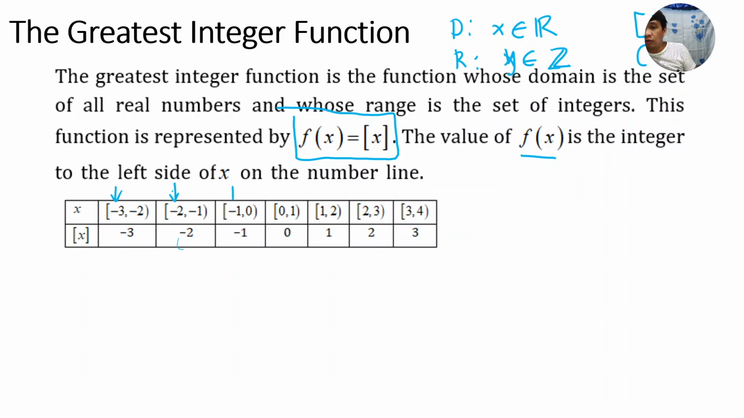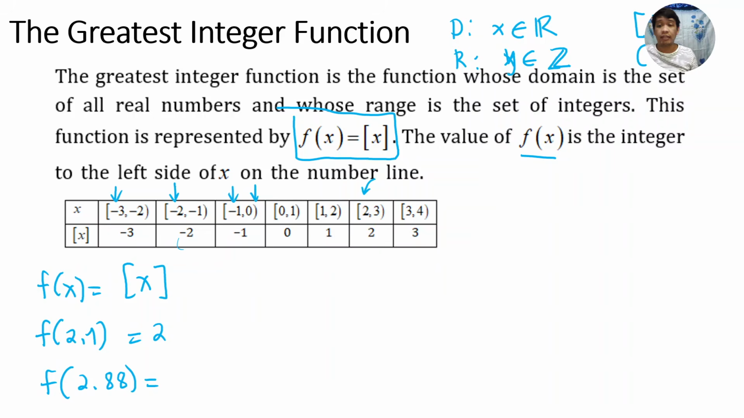So, meaning to say, if given that f of x is the greatest integer of x, f of 2.1, so where is that 2.1? It's in between 2 and 3. So, ititingnan lang natin yung nasa left side. The value is 2. Even if I have here 2.88, di ba pag ni-round off natin yan, ang value ay 3. But since 2.88 is also in between 2 and 3, titingnan lang natin yung nasa left side. So, that is also equal to positive 2.